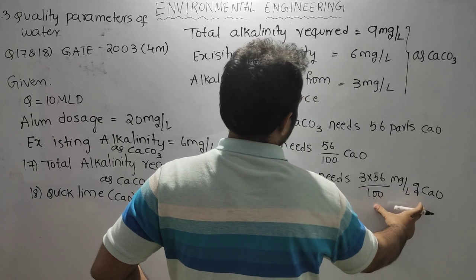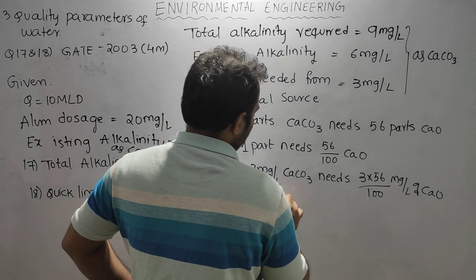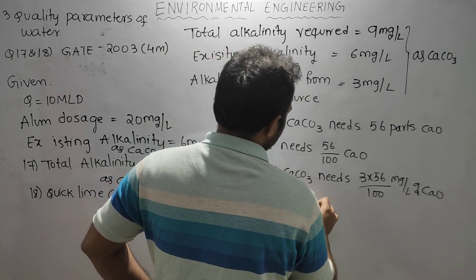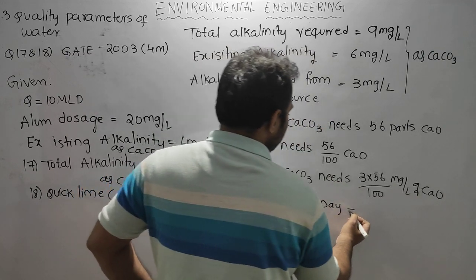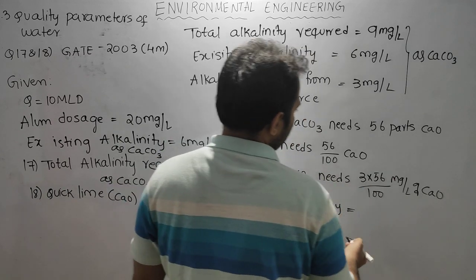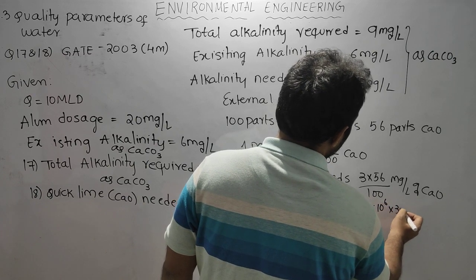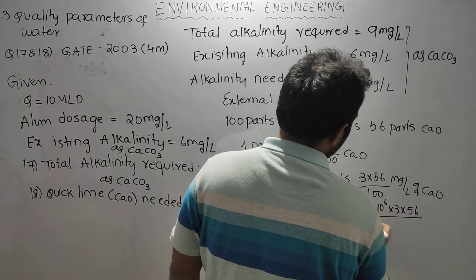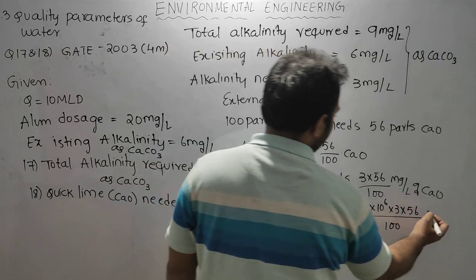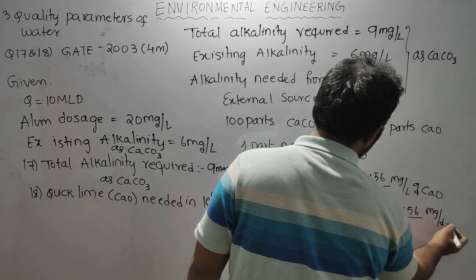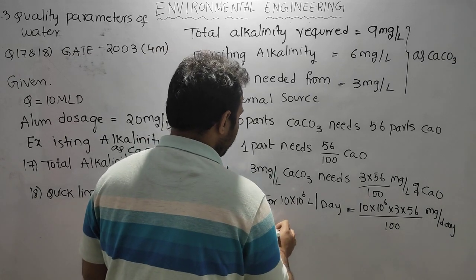So 3 mg per liter of CaCO3 needs this much CaO. This is for 1 liter. So for 10 million liters, for 10 into 10 to the power of 6 liters per day, the requirement will be 10 into 10 to the power of 6 into 3 into 56 by 100 mg per day. But I want it for a year.